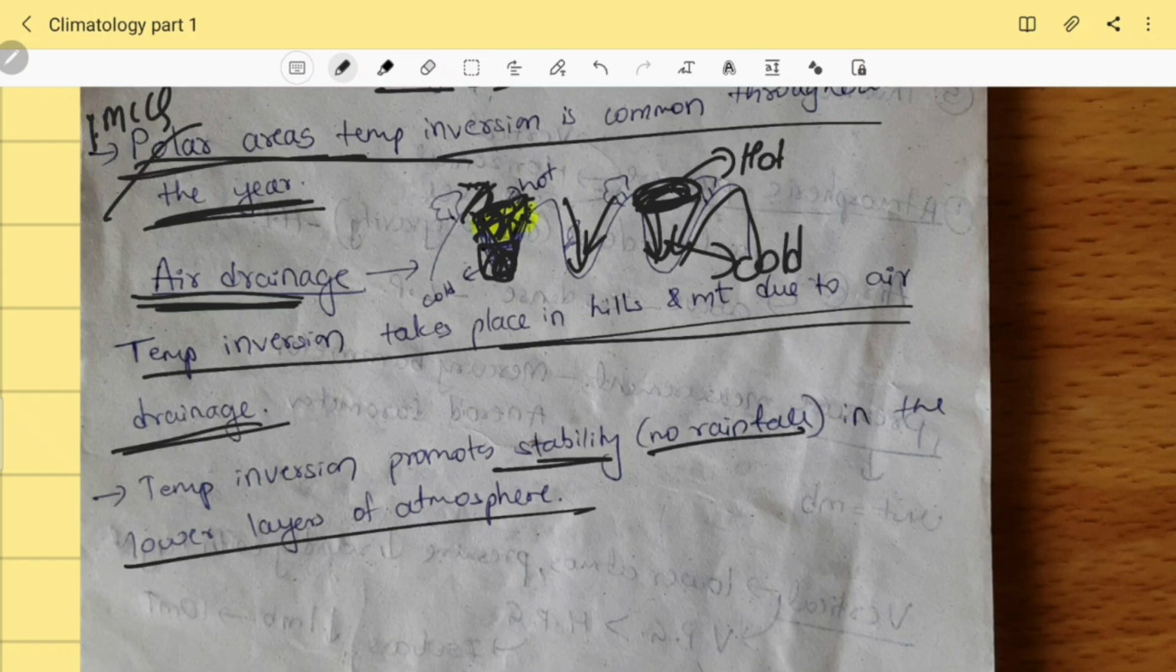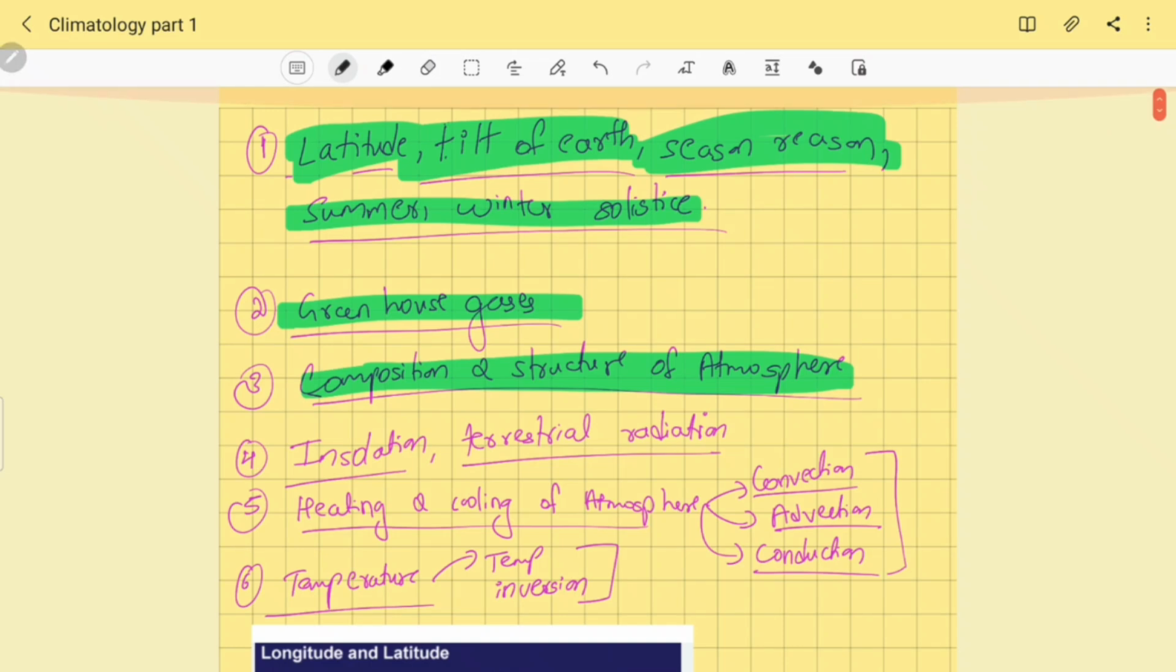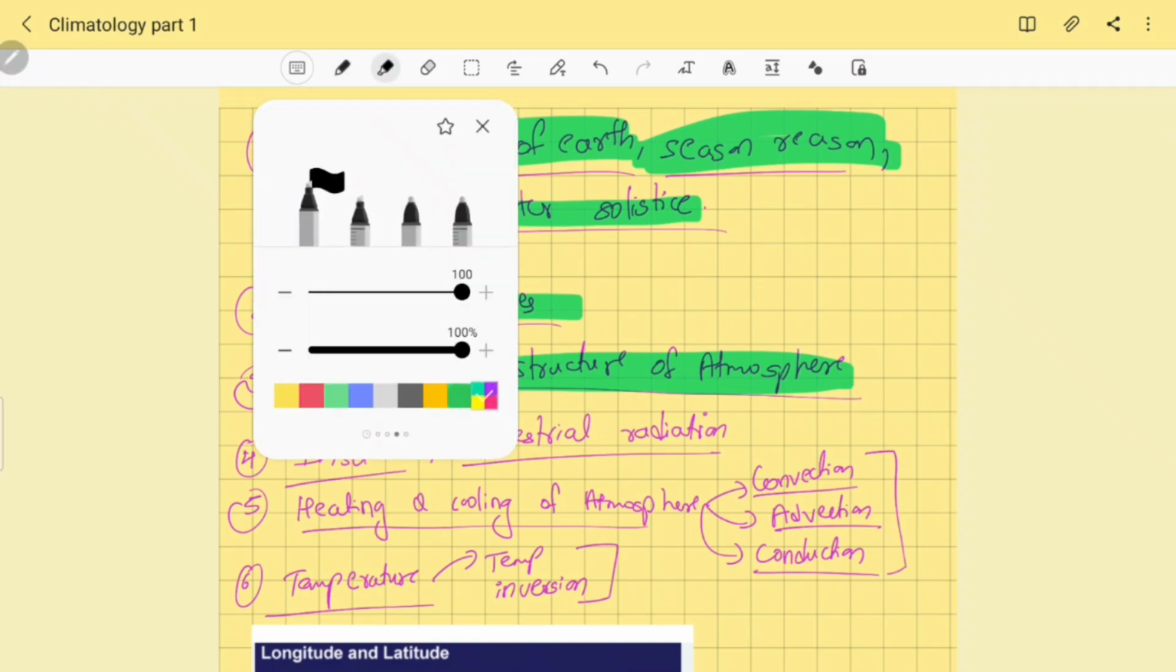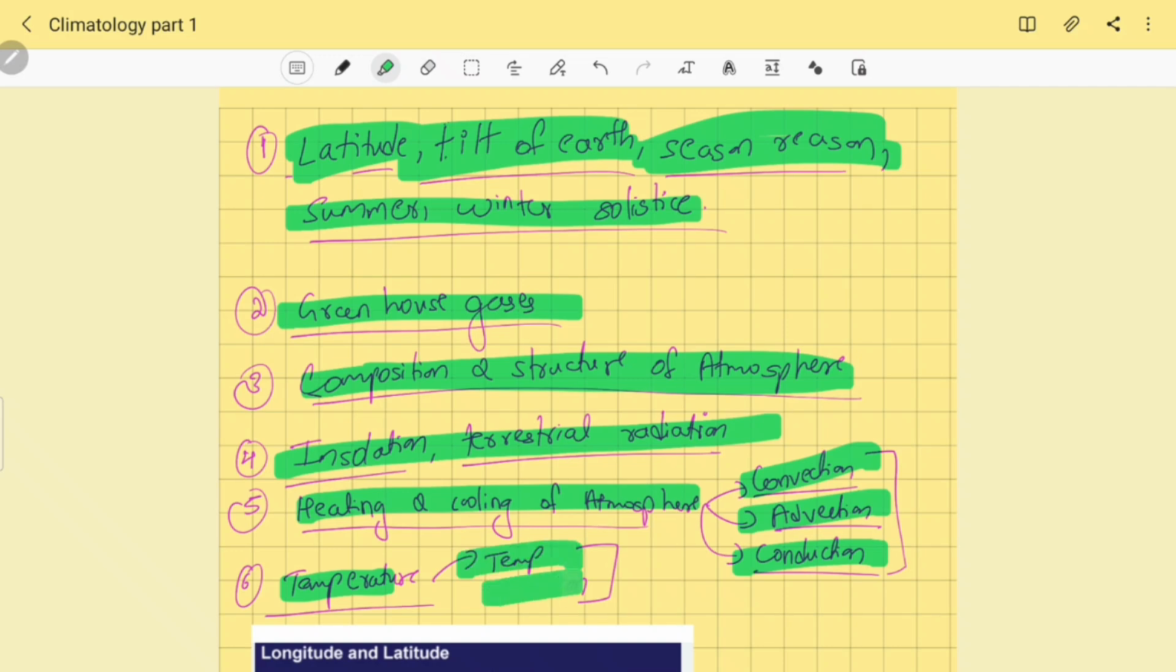So this is about air drainage. I hope this is also clear to you now. So let's come back and see what we have completed till now. We completed insolation, terrestrial radiation, heating and cooling of the atmosphere. We studied conduction, advection, convection. Then we studied temperature inversion. So this is climatology part 1.